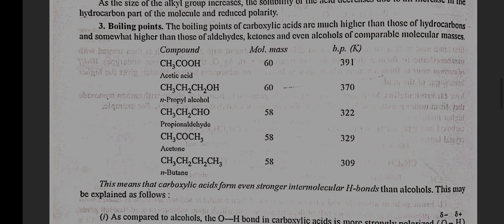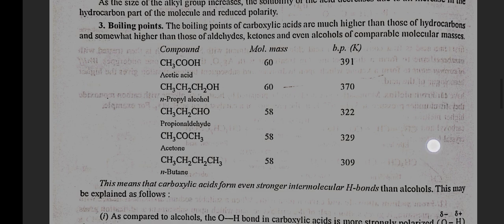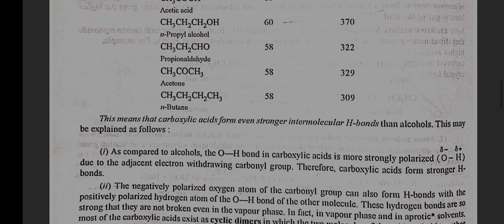Boiling point. The boiling points of carboxylic acids are much higher than those of hydrocarbons and somewhat higher than those of aldehydes, ketones, and even alcohols of comparable molecular masses. This means that carboxylic acids form even stronger intermolecular hydrogen bonds than alcohols. This may be explained as follows.